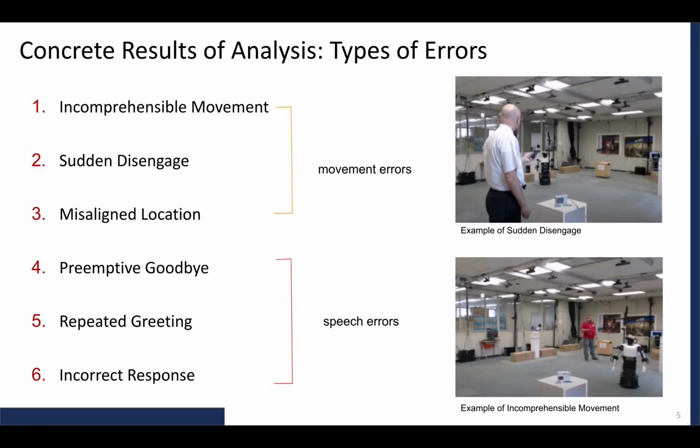After finishing this process, we categorized the errors we found into 6 error types, with 3 being movement-based errors and the other 3 being speech-based errors. In our paper, we spend some space going into detail about the characteristics of the errors, as well as typical human reactions.